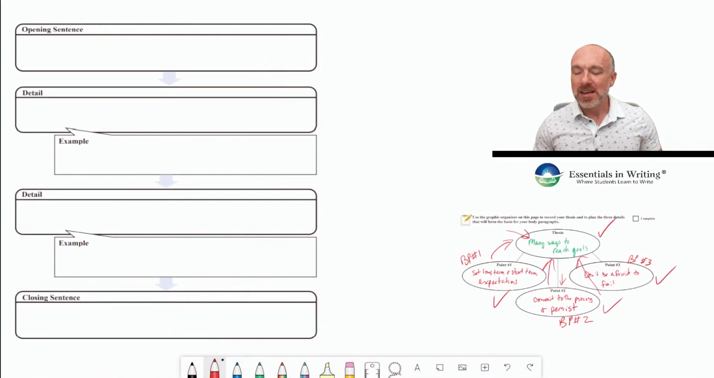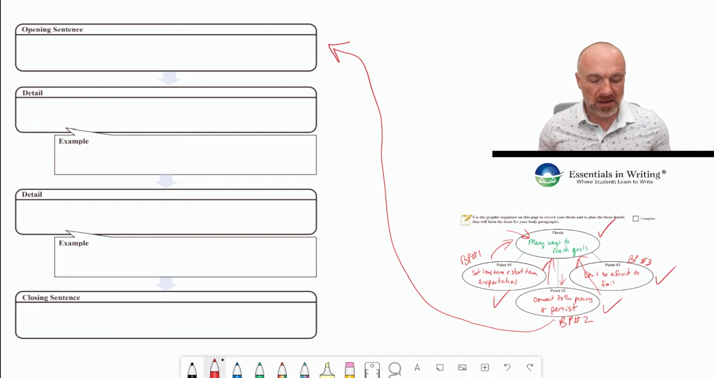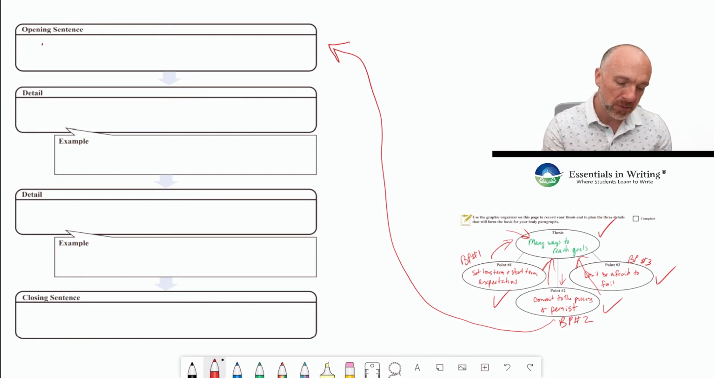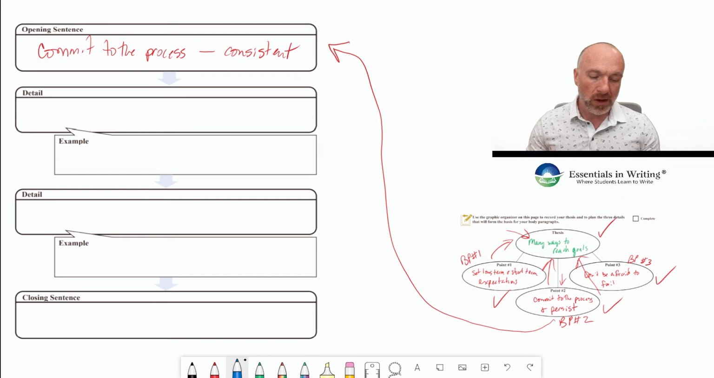Let's jump right in. I remember that I already created my topic for body paragraph number 2, and I'm simply going to put the support for the thesis in this opening sentence section as my planner. So commit to the process and be persistent. Now remember, I don't have to write in complete sentences here because I'm just planning. So commit to the process and be consistent. Now, what do I mean by that? So I need to provide a detail.